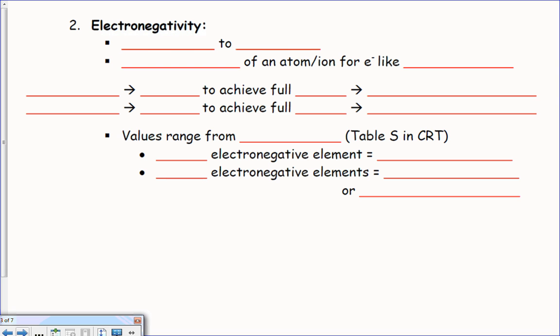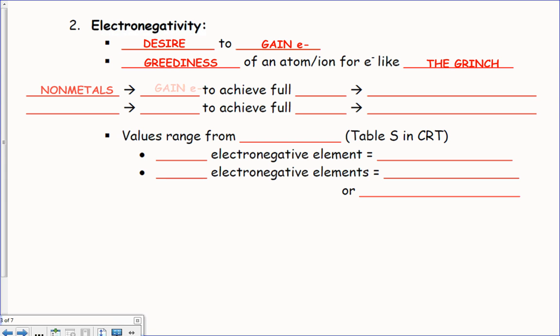Basically, what it is, is the desire to gain electrons. How bad does this element want an electron? And remember that whole octet rule thing? That's going to come into play a little bit. You could think of it as the greediness. Is the atom going to act like Scrooge or the Grinch? Is he going to be greedy?